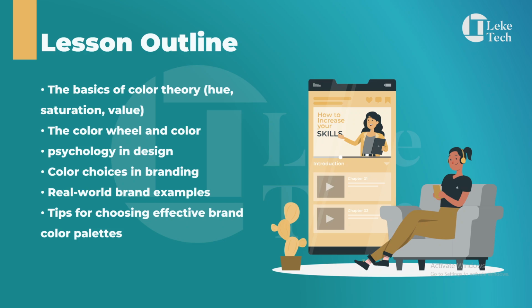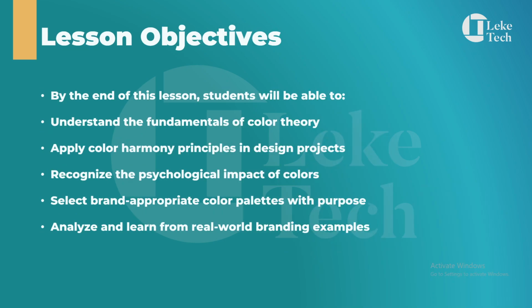So, the lesson outline: the basics of color theory, the color wheel, psychology in design, color choices in branding, real world brand examples, and tips for choosing effective brand color palettes. The objectives of this lesson are that by the end, you should be able to understand the fundamentals of color theory, apply color harmony principles in design projects, recognize the psychological impact of colors, select brand appropriate color palettes with purpose, and analyze and learn from real world branding examples.